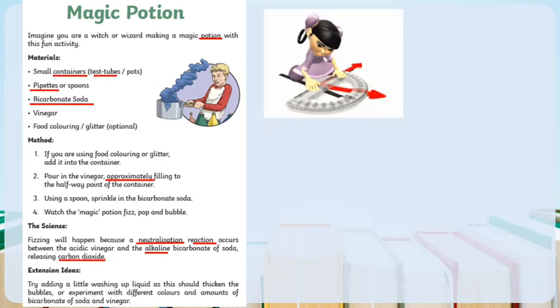The next word that I've picked out here in the method section is the word approximately. If you do something approximately, it means that you are usually measuring something, but you don't need it to be 100% accurate. So you can have a little bit either side. Approximately filling to the halfway point of the container means that you have to just have a look at the container and guess almost whereabouts you think that half of that container would be.